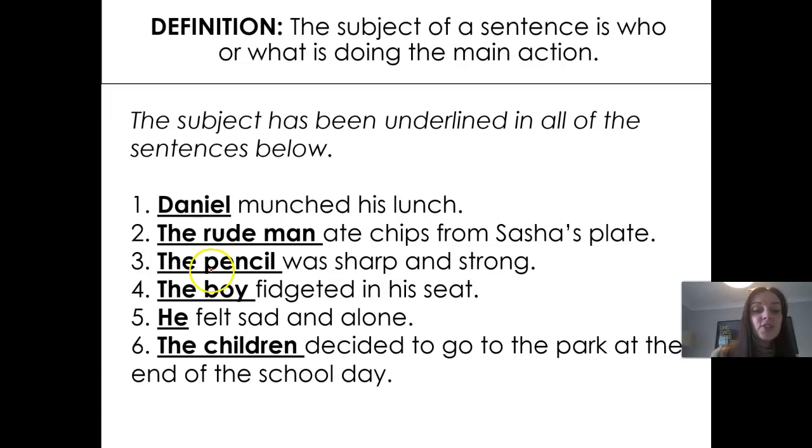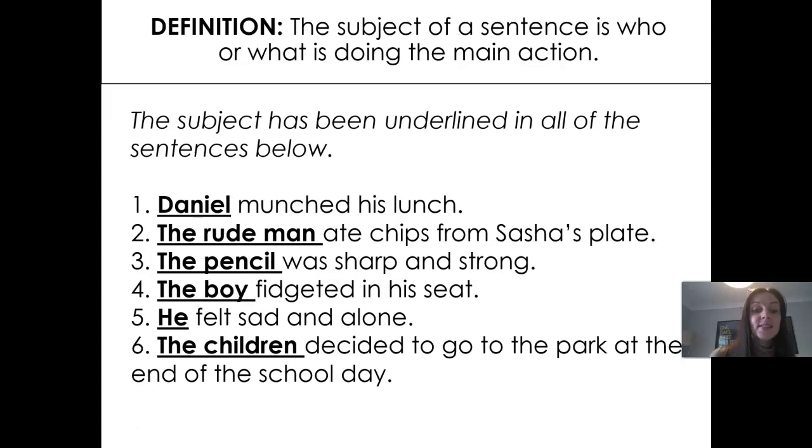Okay, what I mustn't do is just underline pencil. That would be wrong. It has to be the pencil. In number 4, the boy fidgeted in his seat. You can see the subject is the boy. In sentence 5, he felt sad and alone. Well, this time the subject is being referred to using a pronoun. So we would underline the word he.